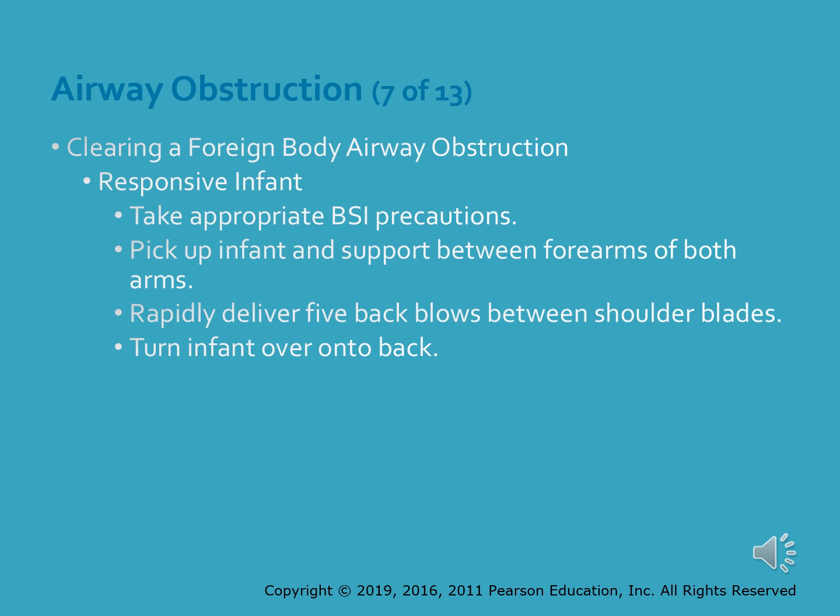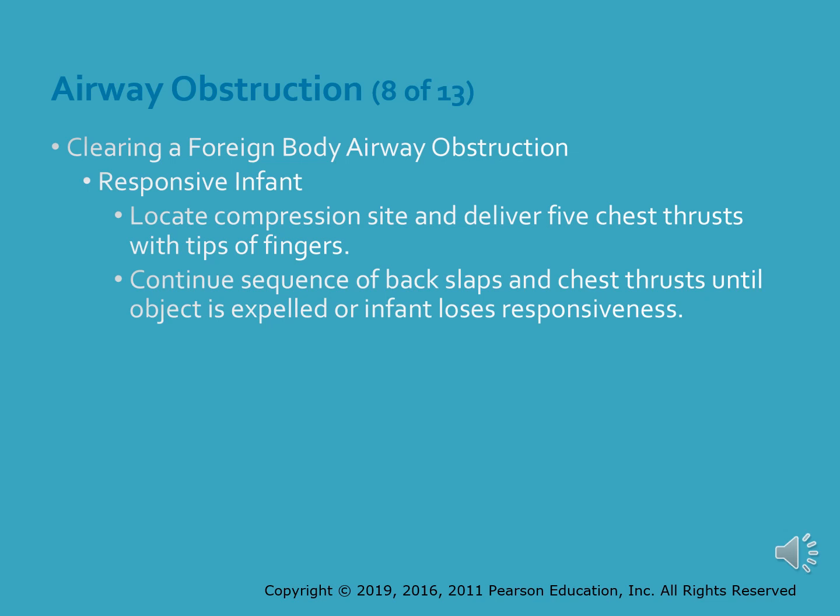For a responsive infant, the next steps for caring for an infant, which is younger than 1 year of age, are slightly different from those used for adults and children. So for the responsive infant, a combination of back blows and chest thrusts are used to remove that foreign object. So the first thing you're going to do is take appropriate BSI precautions. Pick up the infant and support between the forearms of both arms. And then rapidly deliver 5 back blows between the shoulder blades, turning the infant over and onto his or her back. You're then going to locate the compression site and deliver 5 chest thrusts with the tips of your fingers.